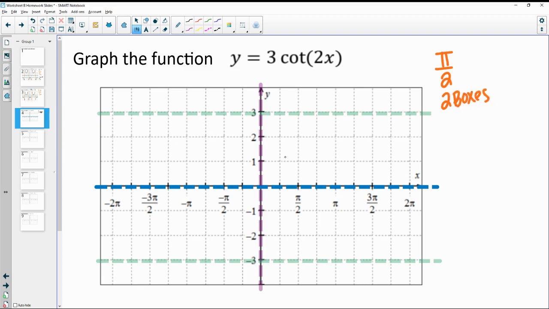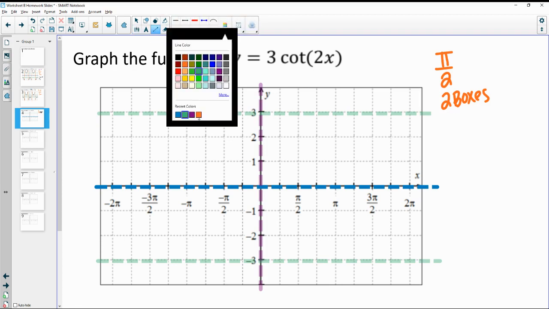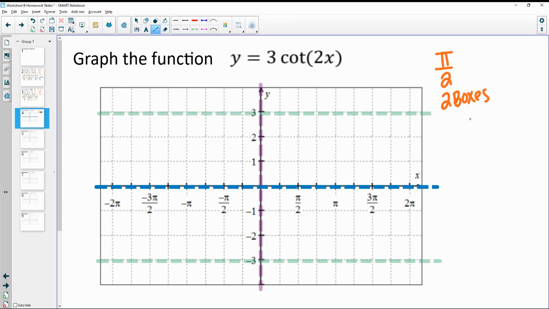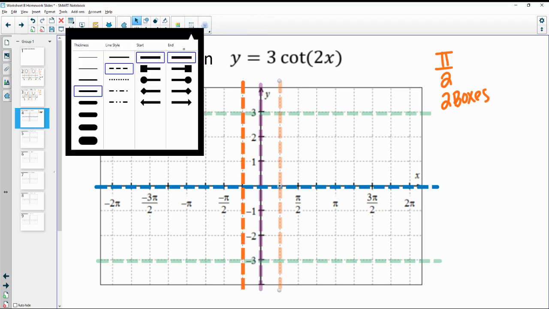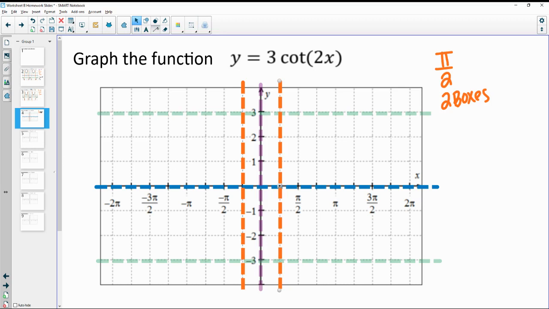Now, tangent splits its period over the starting axis, and it has asymptotes at those splits. So these 2 boxes, we're going to split over this purple line. So we're going to go 1 box to the left and 1 box to the right. And these are going to be our asymptotes for our graph. Let me get these back to being bold. So then now you're going to have an asymptote every 2 boxes.